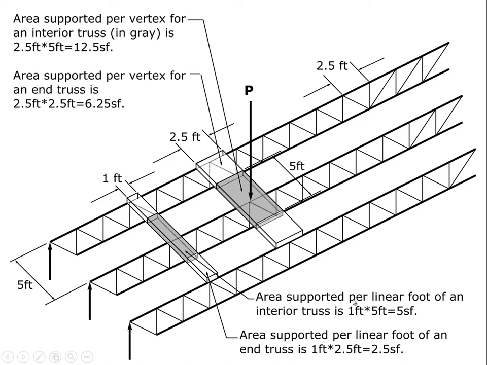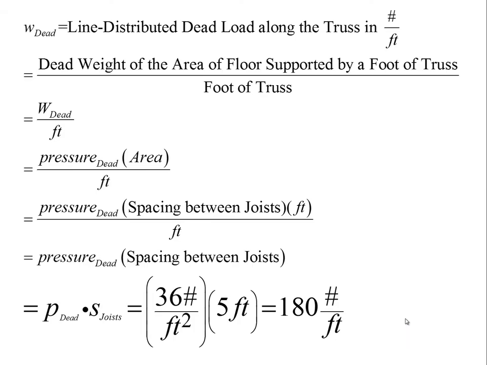So in other words, each linear foot of interior truss is supporting an area that is 1 foot by 5 feet, or 5 square feet. So now we can calculate W dead, which is the line distributed dead load along the truss in pounds per foot. It will be the dead weight of the area of floor supported by 1 foot of truss, and then we're going to divide that by a foot of truss because we want it in pounds per foot. And W dead will equal the area distributed load of the slab times the area of the slab that's associated with the portion of the floor that's supported by that 1 foot of truss.